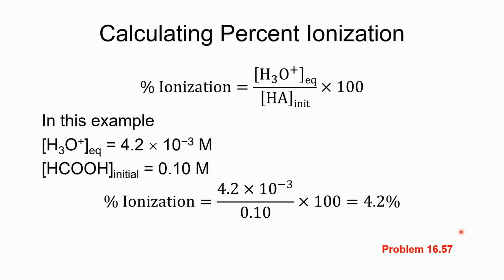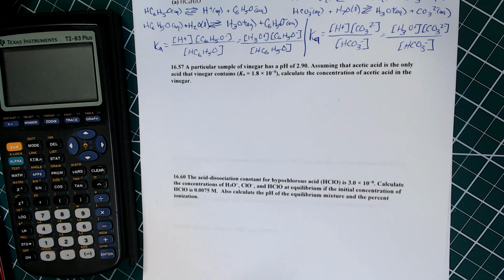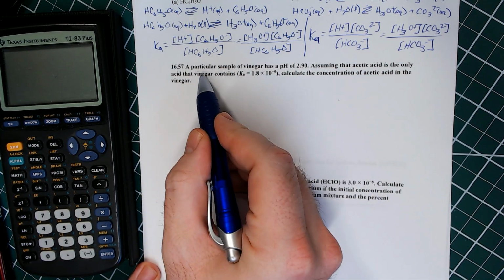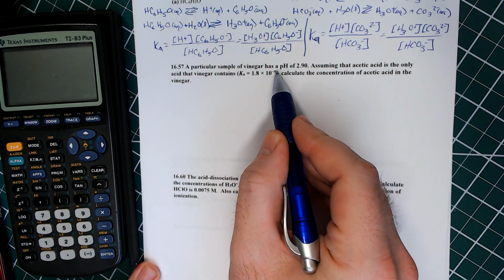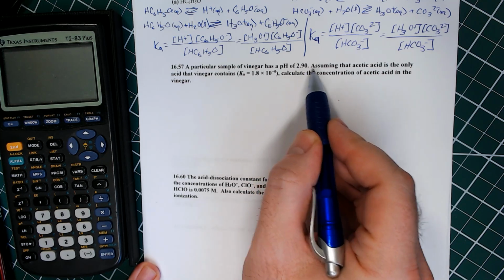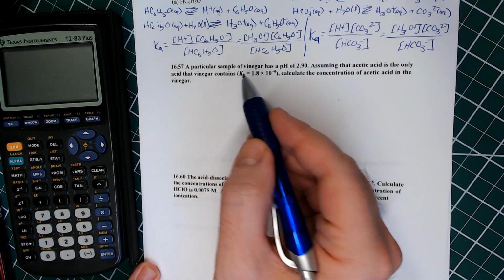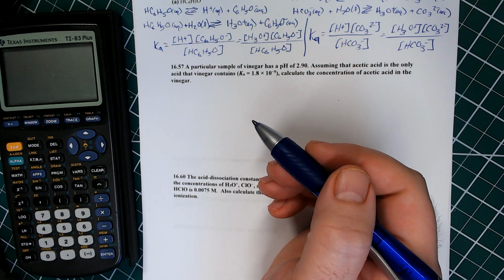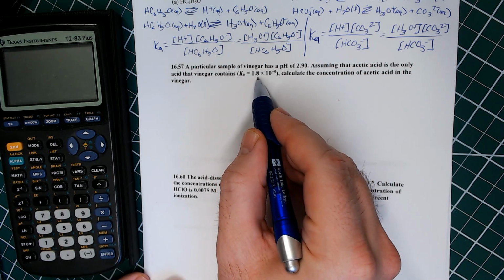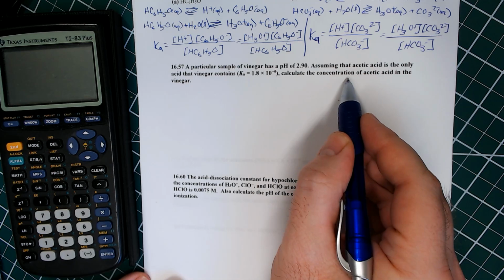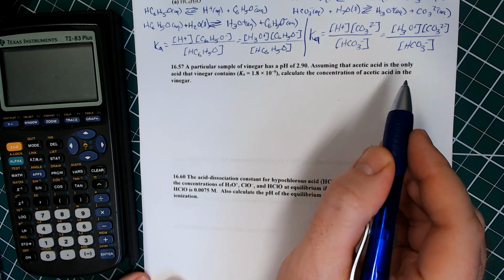Okay, so let's look at number 57 on the in-class assignment. So here is number 57. In number 57, we have a sample of vinegar. It has a pH of 2.90, assuming that the acetic acid is the only acid in the vinegar, and that's the case like in most vinegar. Ka of that is 1.8 times 10 to the negative 5. Calculate the concentration of acetic acid in the vinegar.